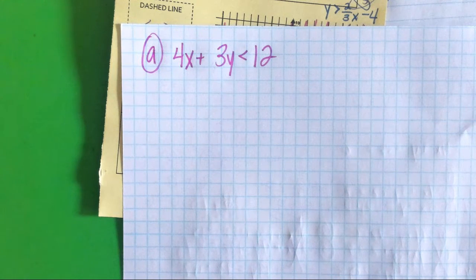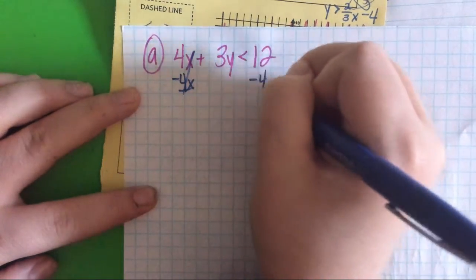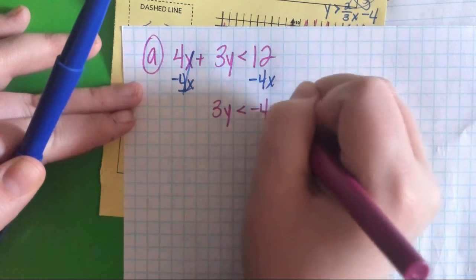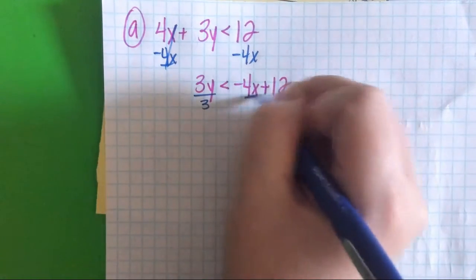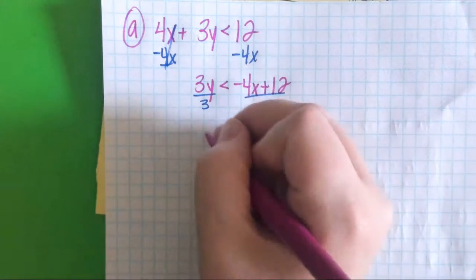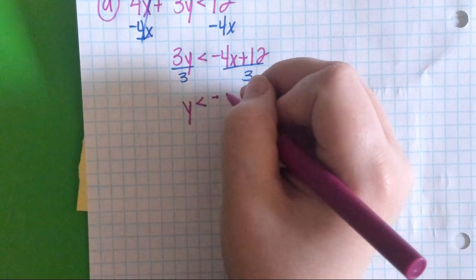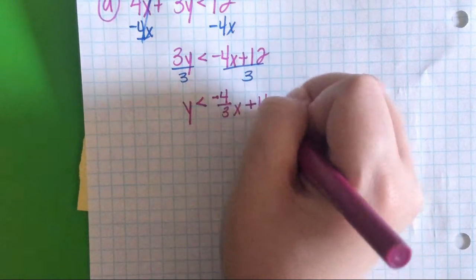What's the first thing I need to do before I start graphing this bad boy? Okay, so I subtract 4x from both sides. I have 3y is less than negative 4x plus 12. Now what? If I divide everyone by 3, I end up with y is less than what? And then I ask myself, should I have flipped the sign? No, I don't flip the sign. I divide it by a positive 3. Okay, and then go ahead, Kiana, what was it? Negative what? Okay, negative 4/3 x plus 4. Perfect.